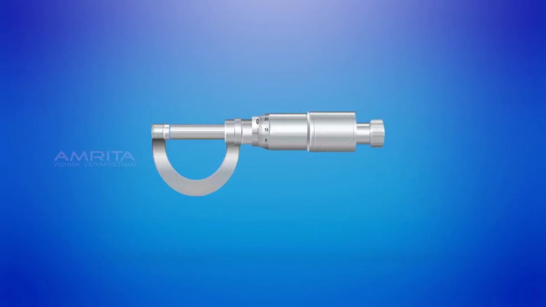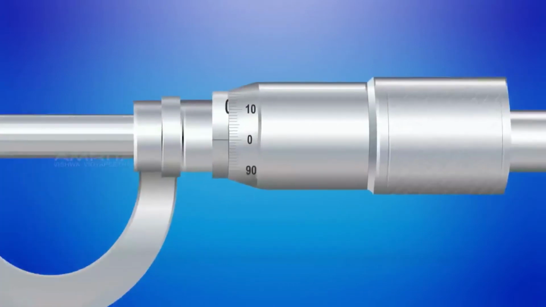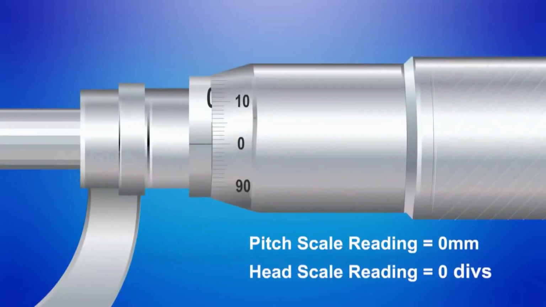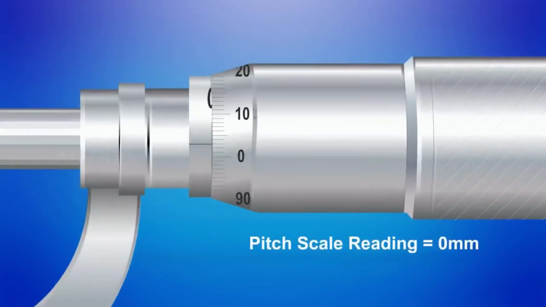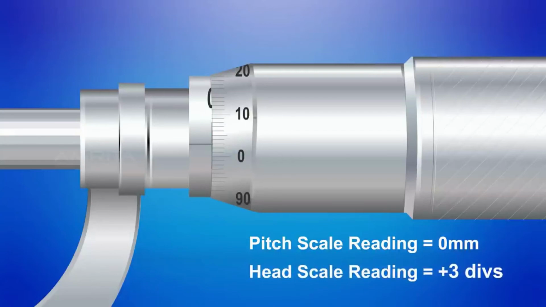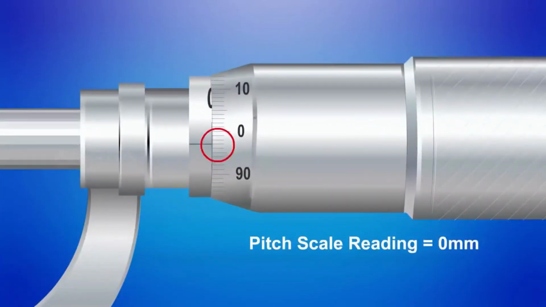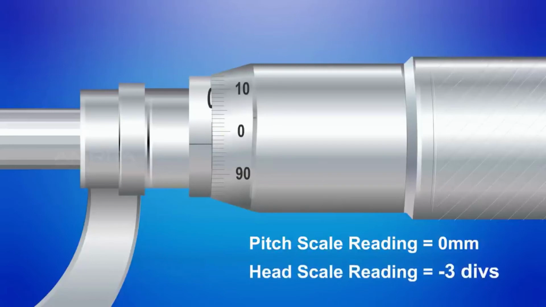Now, check for the zero error. Zero error is 0 if the 0 of the pitch scale coincides with the 0 of the head scale. Error is positive if it coincides with the numbers above the 0 of the head scale. Error is negative if it coincides with a number below the 0 of the head scale.